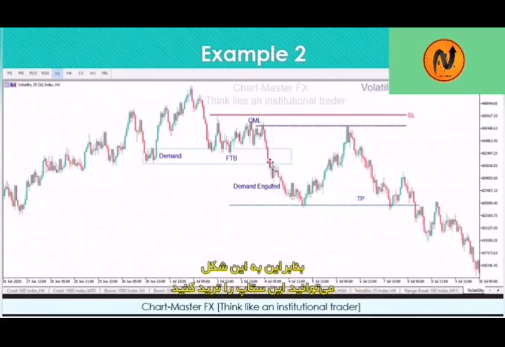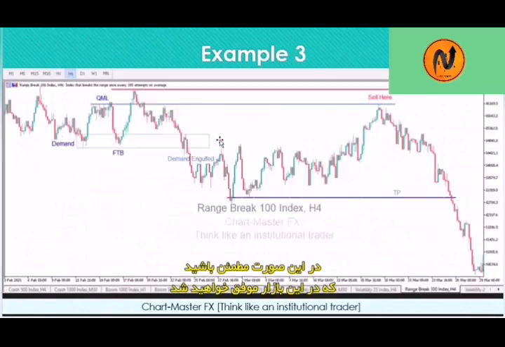So yeah, this is how you can trade this setup, guys. You need to check all your boxes. All your boxes need to be ticked. You don't need to break the rules, guys. You just need to follow the rules. Once you follow the rules, then you know that you are guaranteed to be successful in this market. So let's go to example number 3.